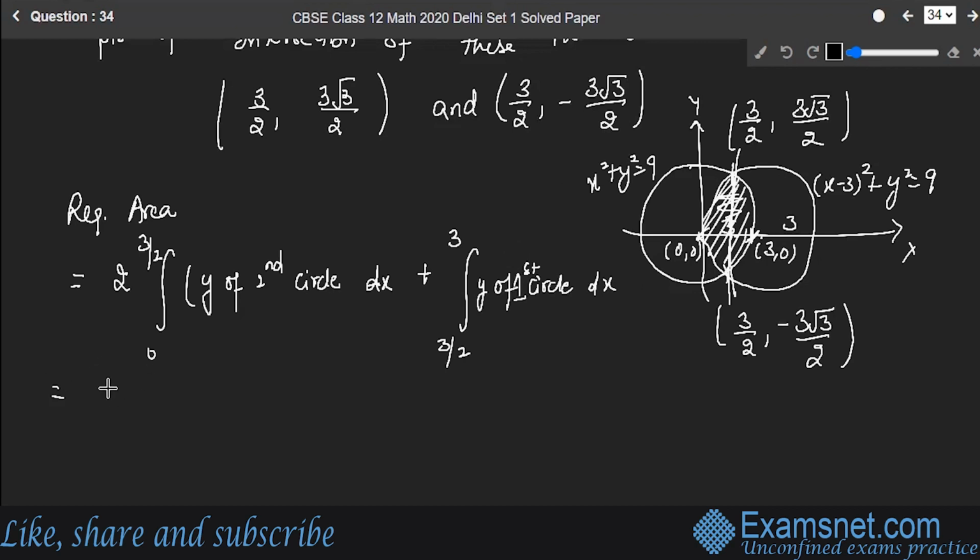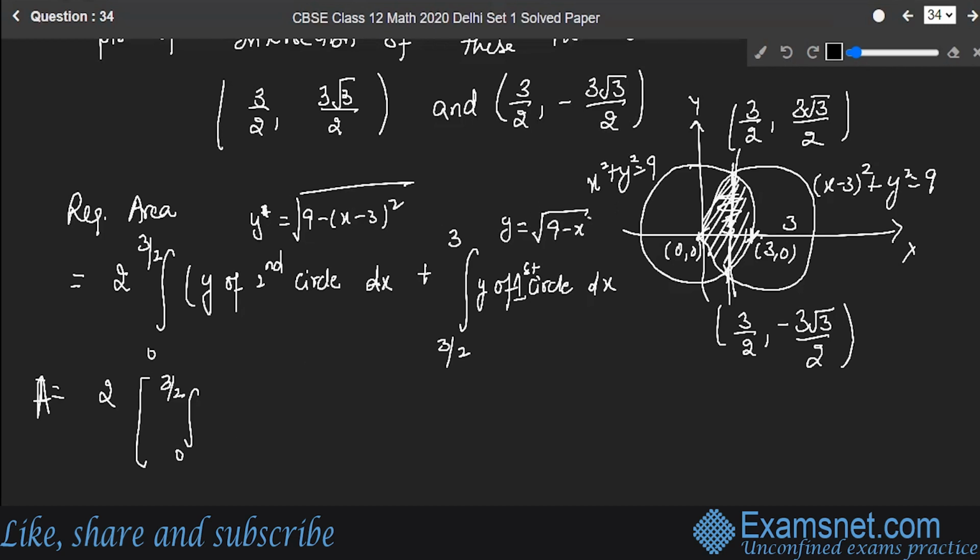Next, let's say this is equal to A, the area. This is equal to 2, limits from 0 to 3 by 2. What was the y of the second circle? The equation was y is equal to root of 9 minus (x minus 3) square. And for here, y was equal to root of 9 minus x square. This is equal to the integral of root of 9 minus (x minus 3) square dx plus from 3 by 2 to 3 root of 9 minus x square dx.